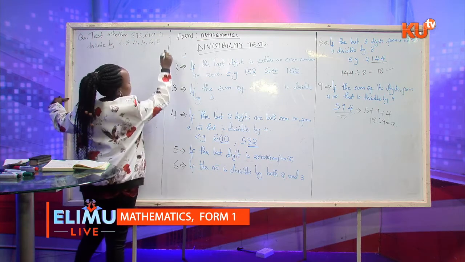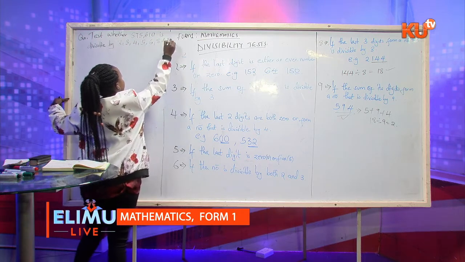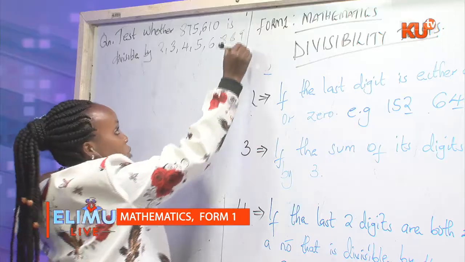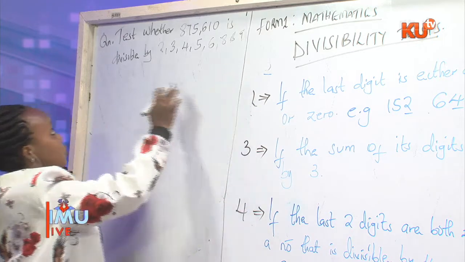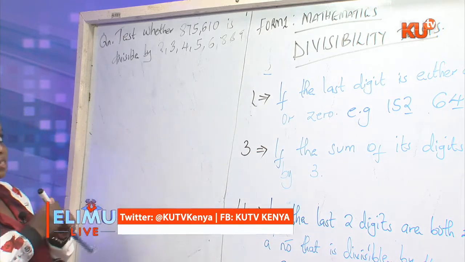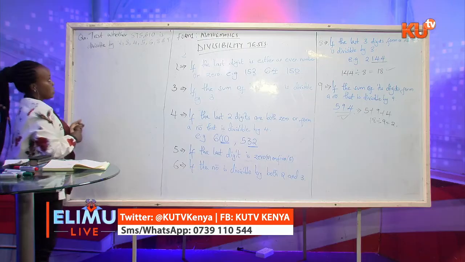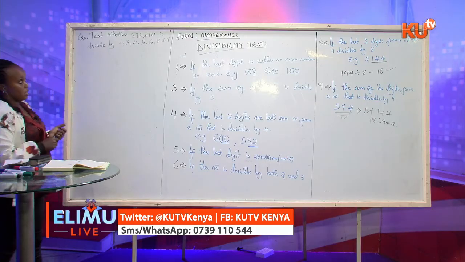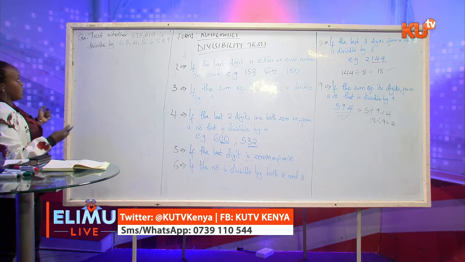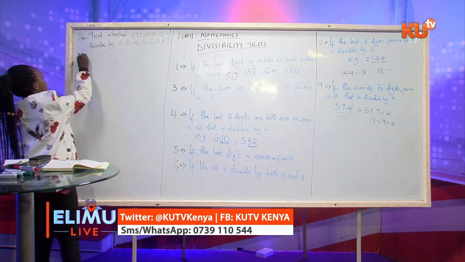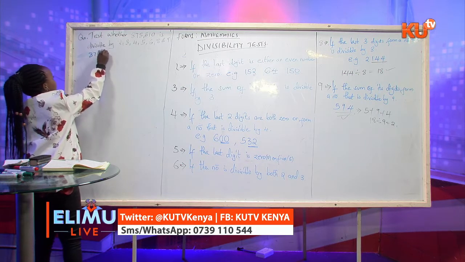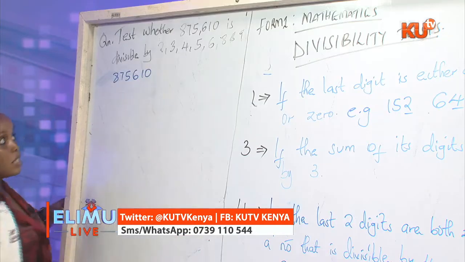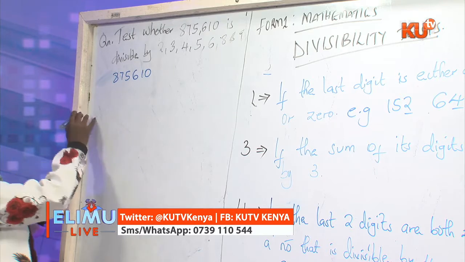8 and 9. So in this question here, we are supposed to know all the divisibility tests starting from 2 up to 9 because the question is testing us to see if this number is divisible by 2, 3, 4 up to 9. So let us start with 2. Having our number 875,610, let us test for 2.